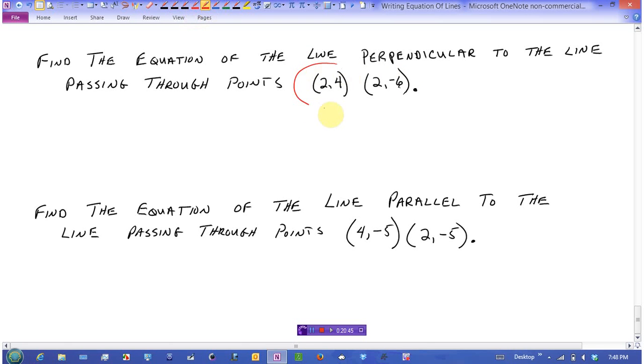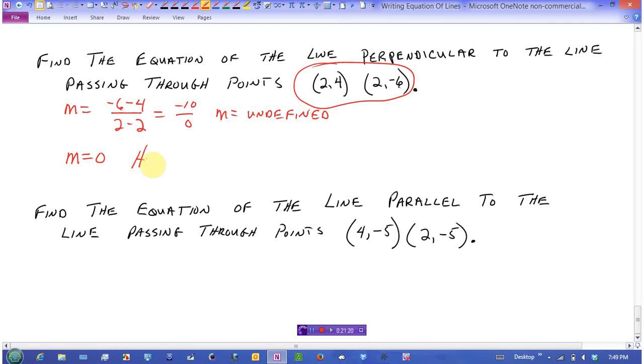Okay, so first thing we got to do is find the slope of those 2 points. So if we subtract the y's, the slope would be equal to negative 6 minus 4 all over 2 minus 2. I'm going to get negative 10 all over 0. So we can see that this line has a slope that's undefined. And my line is perpendicular to that line. So if my line is perpendicular to that line, it's going to have a slope of 0. That's my line. And it's going to be a horizontal line.